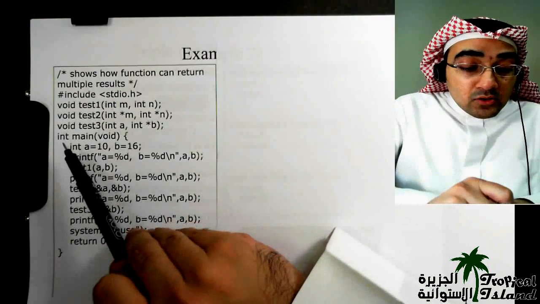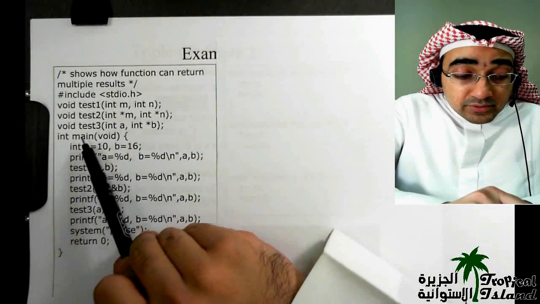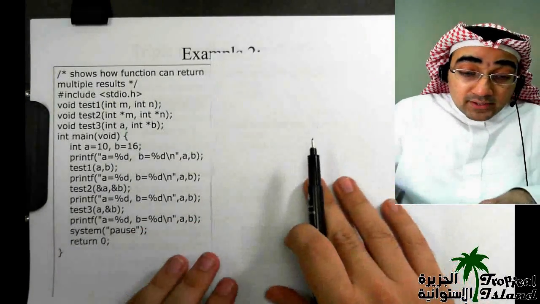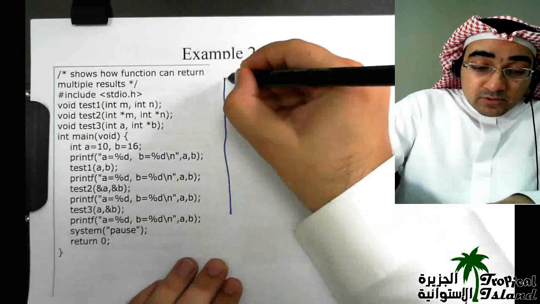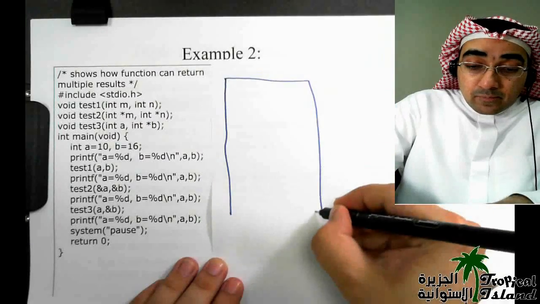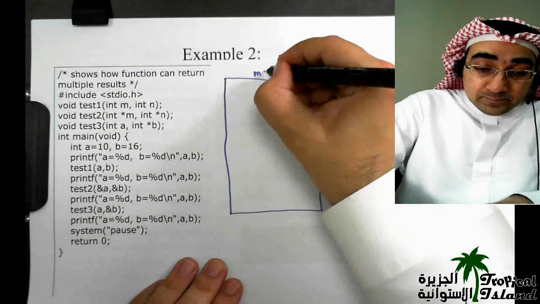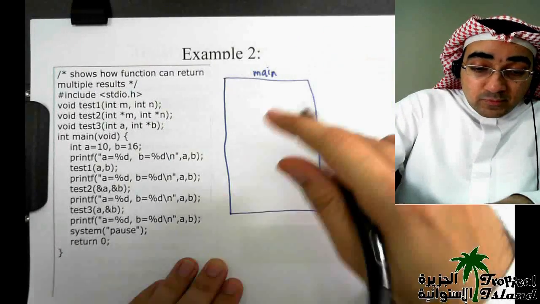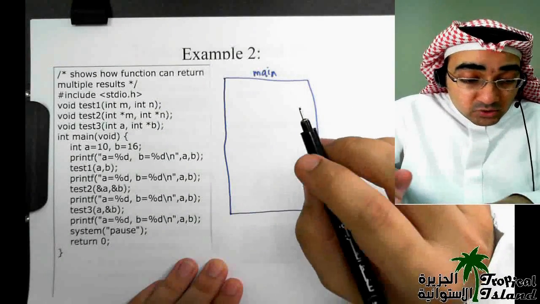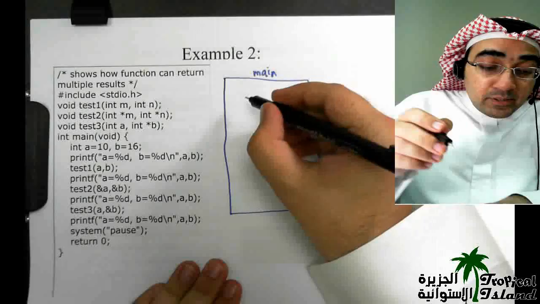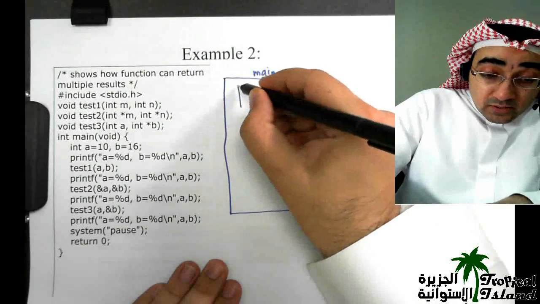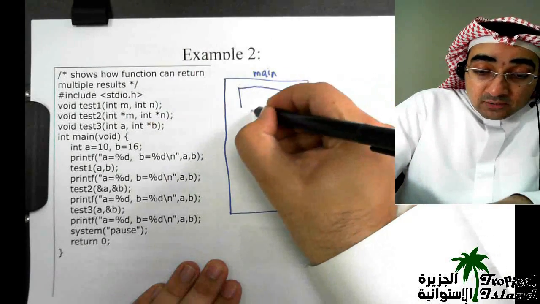Now I come over here and say int main. When I start my main function, what's going to happen? I'm going to be allocated memory. So suppose this is my main. This is the memory that's allocated to it. And I declare inside the main int a equals 10 and b equals 16. I'm going to use the box notation now.